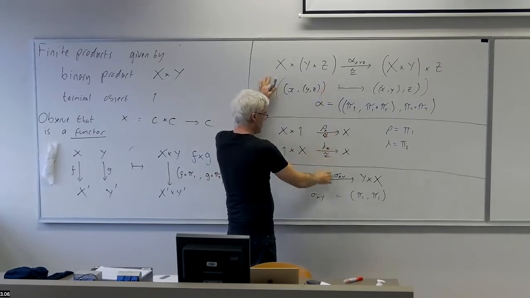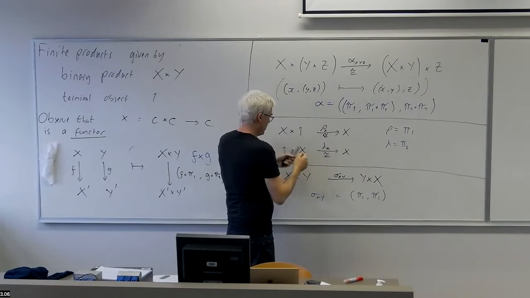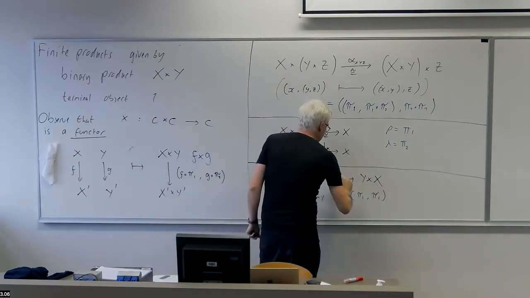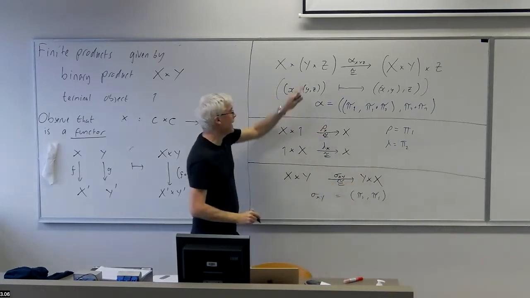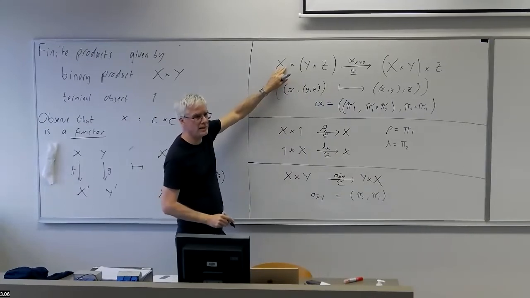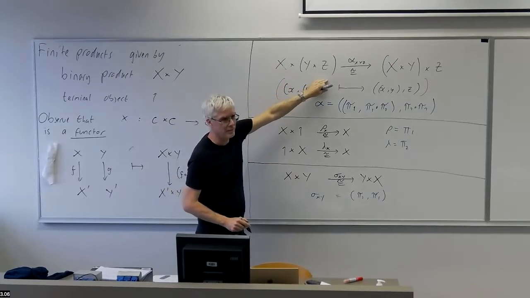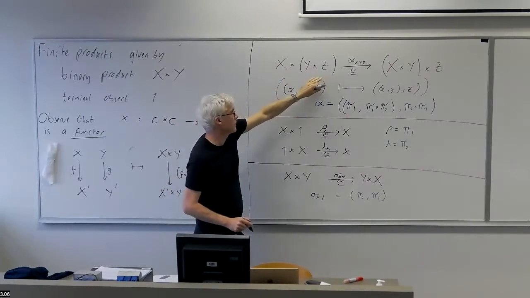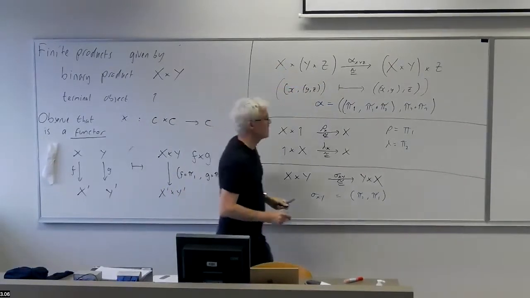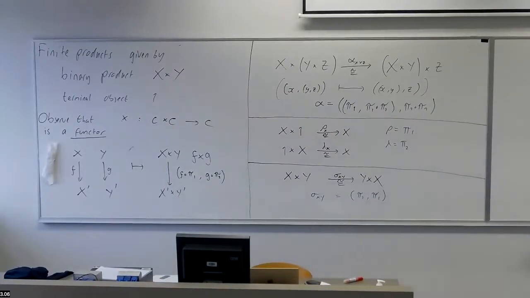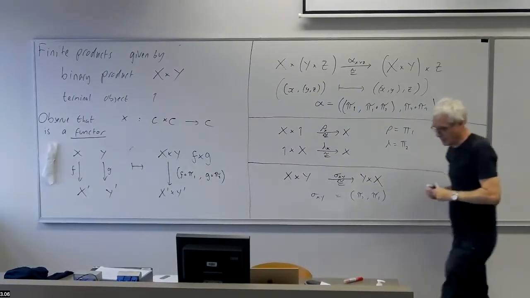So all these maps here are isomorphisms. They're all natural, and what that means is they're natural in all their arguments. Or another way of saying that is, let me just briefly, oh, sorry, I should move the camera.